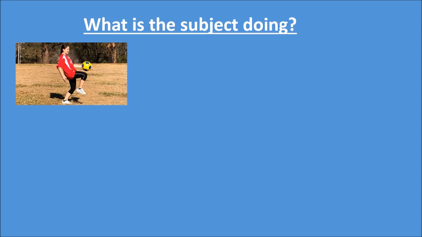Okay, let's take a look at this first picture. As we have already discussed, the subject is the doer in a sentence, and we have come to the conclusion that the subject in this picture, or sentence if you like, is a girl who is juggling a ball. So what is the subject doing? The subject is juggling. So juggling is the verb because it is what the subject does. It is what the girl does. A girl is juggling a ball. So juggling is the verb.